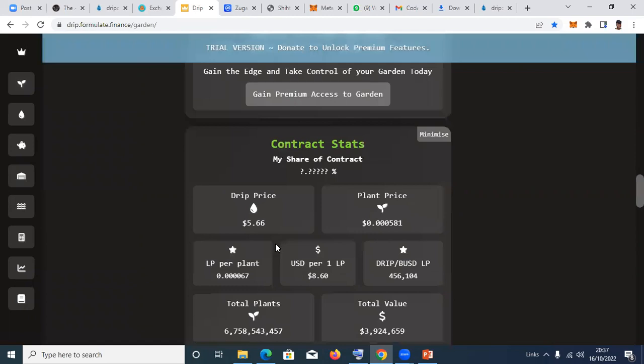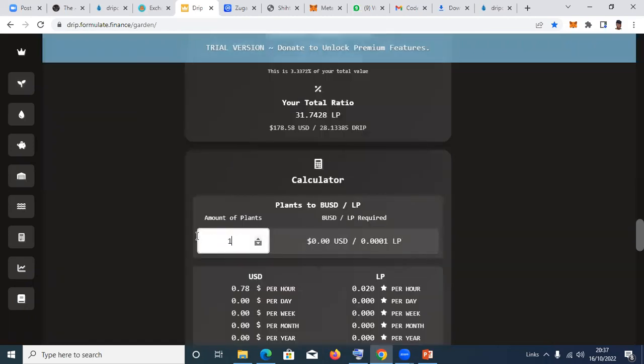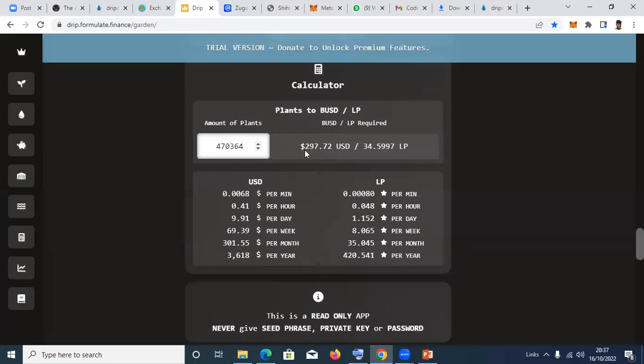So these are my plants. Those plants you see there, they are worth 297.72 USD. So I am earning 0.0068 per minute. I'm earning 0.41 cents per hour. Yes, per hour on this particular plant. And then I'm earning $9.91 per day. And I'm earning 69.39 per week. This is without doing anything.